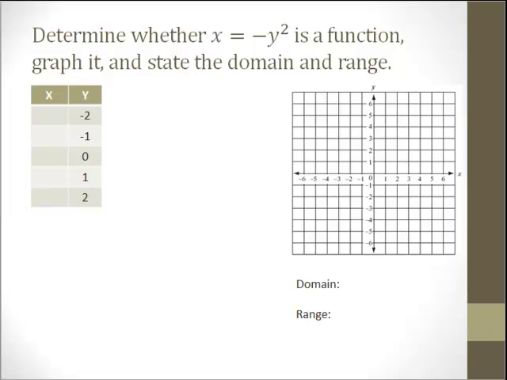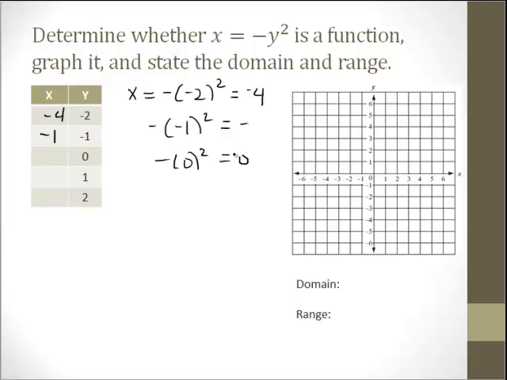So determine whether x equals negative y squared is a function, graph it, and state the domain and range. We're working this one the same way. X equals negative of negative 2 squared. So we have negative 4. Then we have negative of negative 1 squared. So we get negative 1.